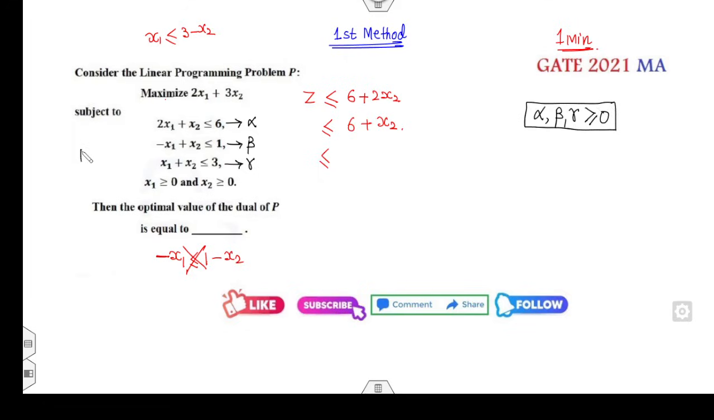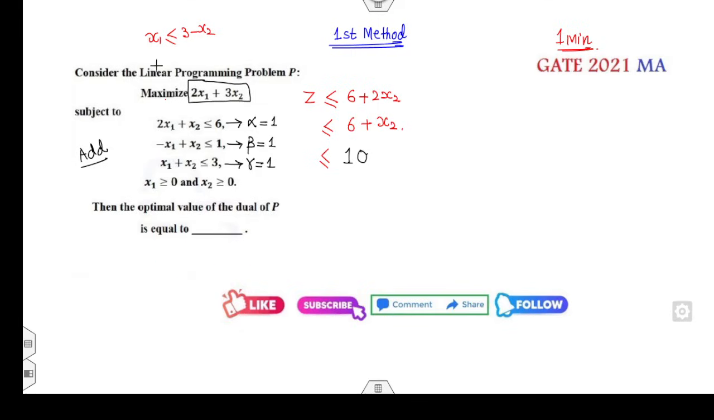Fine. So that once you add, the expression becomes 2x1 plus 3x2. In this particular example, if I choose alpha is 1, beta is 1, gamma is 1, and you add them, you can see that 2x1 plus 3x2 is less than or equal to 10. ये तीन equations बन गई आपकी. That's over. Once you make the 3 equations, then your answer will come in 5 seconds. You can write the upper bounds. 6 plus 2x2 is equal to 6 plus x2 is equal to 10.